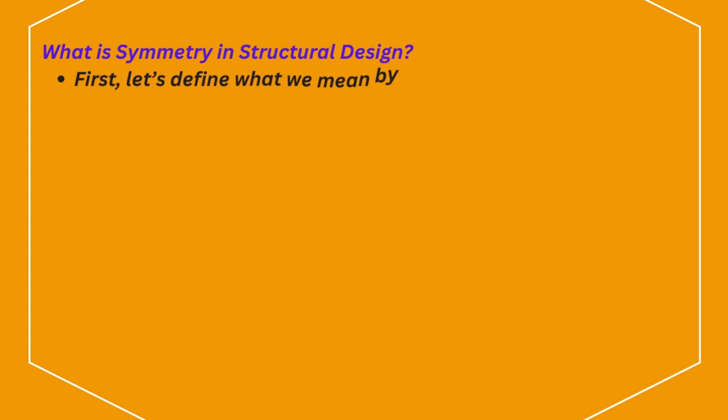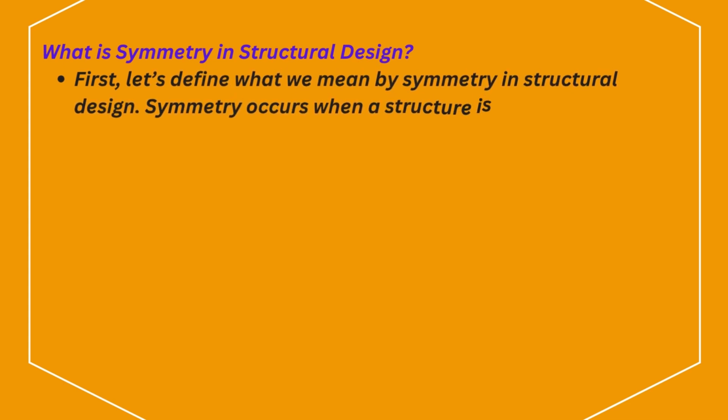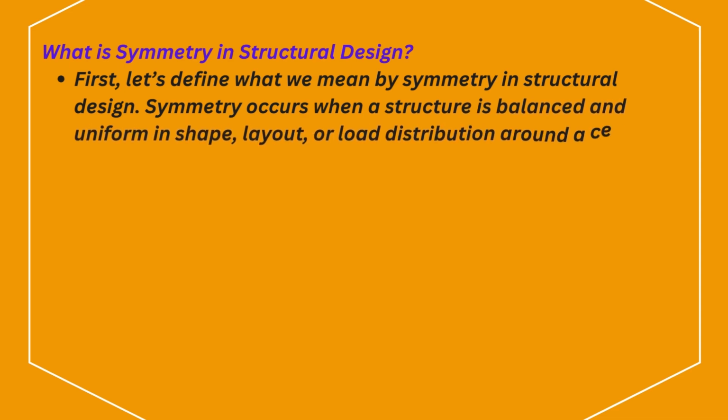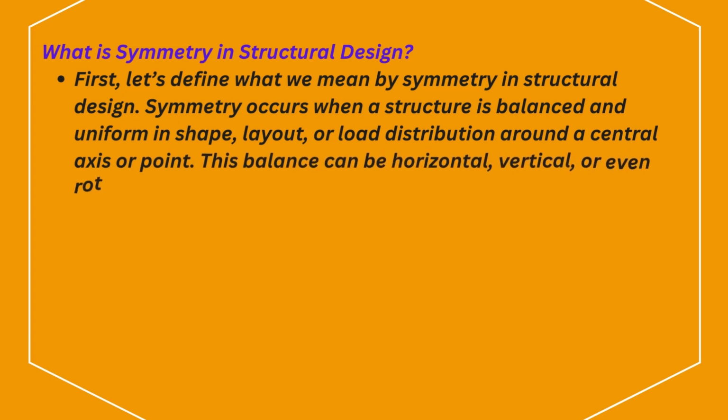What is symmetry in structural design? First, let's define what we mean by symmetry in structural design. Symmetry occurs when a structure is balanced and uniform in shape, layout, or load distribution around a central axis or point. This balance can be horizontal, vertical, or even rotational.